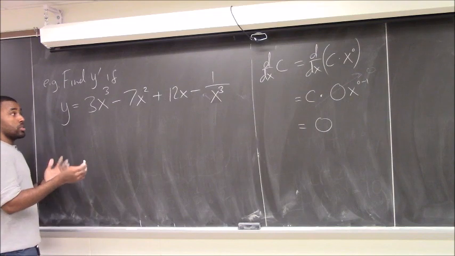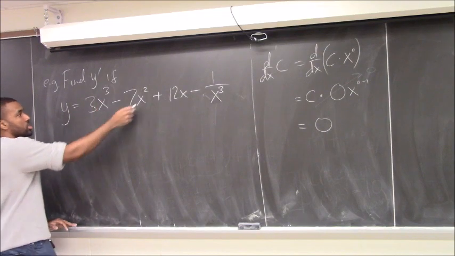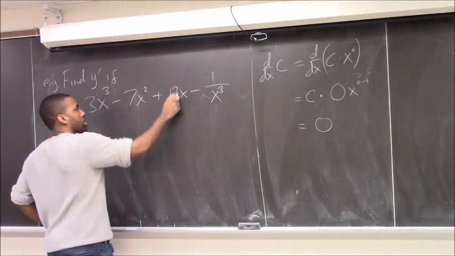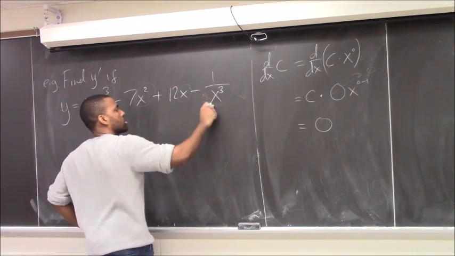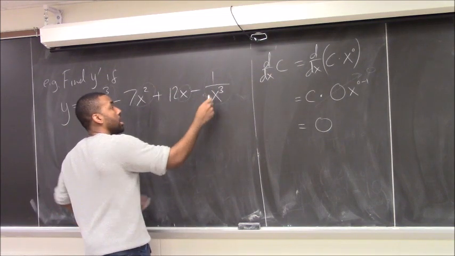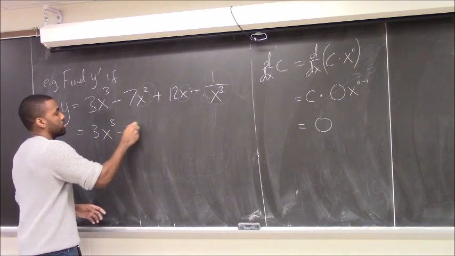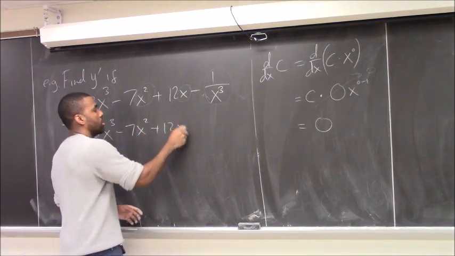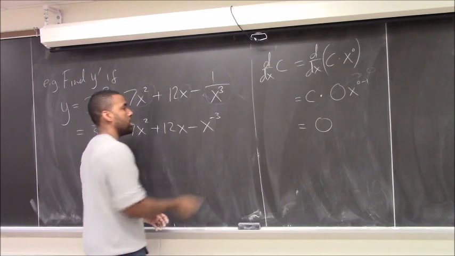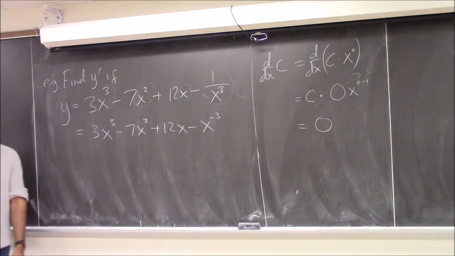Look at all these functions. They all look like x to the n. What about this guy? 1 over x cubed. I can actually rewrite that guy as x to the minus 3. And now they literally all look like x to the n.